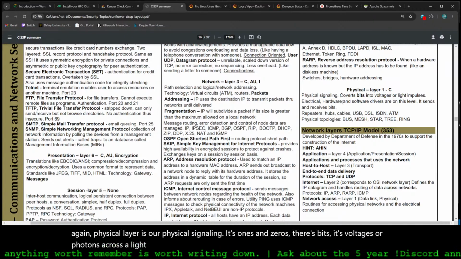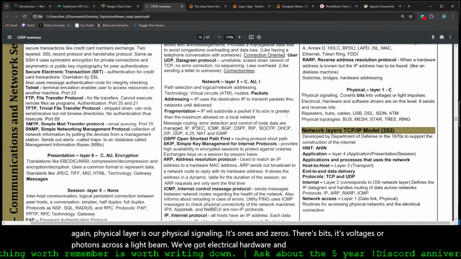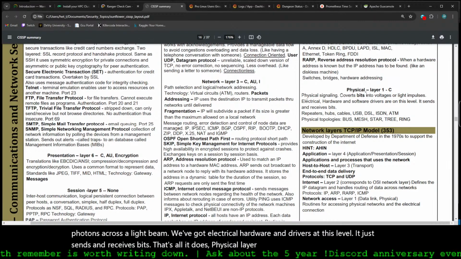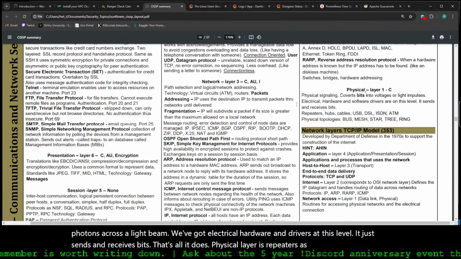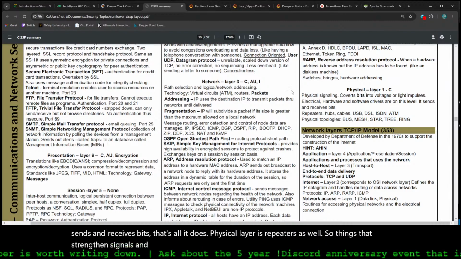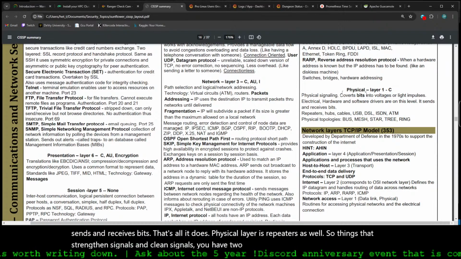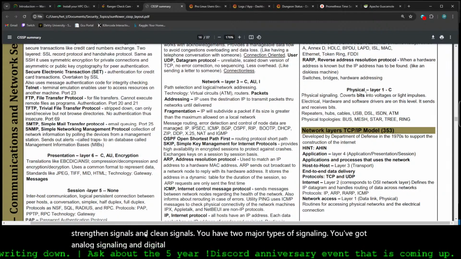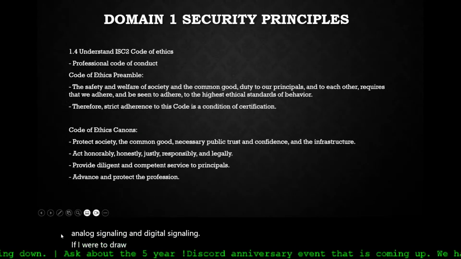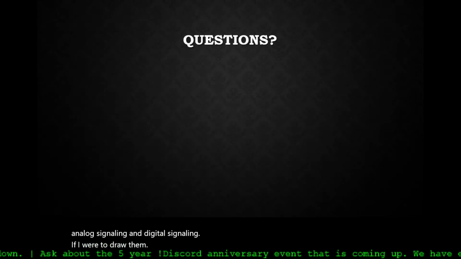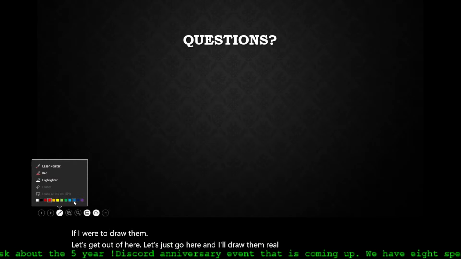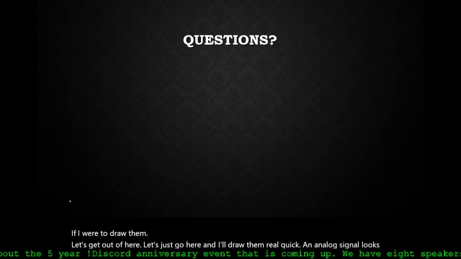We've got electrical hardware and drivers at this level. It just sends and receives bits. That's all it does. The physical layer is repeaters as well, so things that strengthen signals and clean signals. You have two major types of signaling: analog signaling and digital signaling. If I were to draw them, let's just go here, and I'll draw them real quick. An analog signal looks like this.